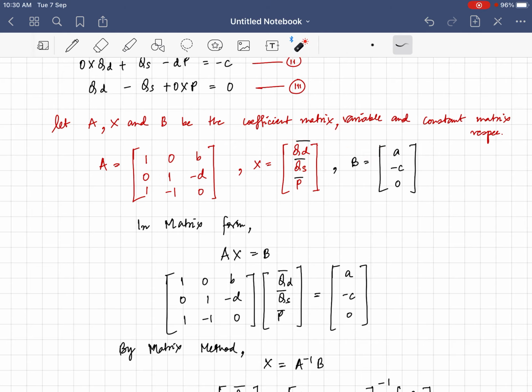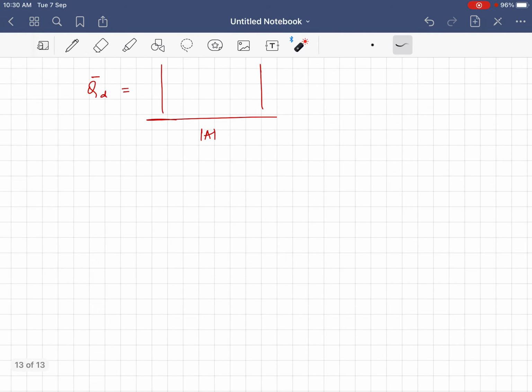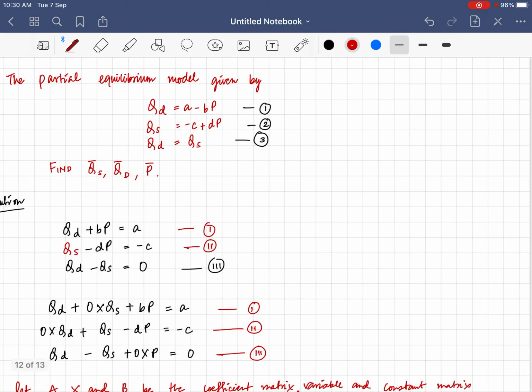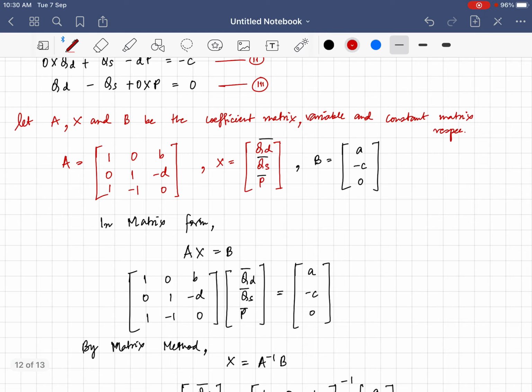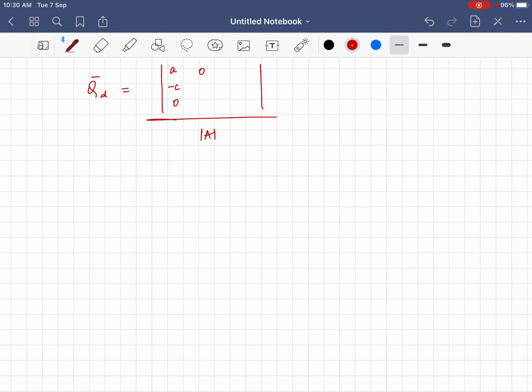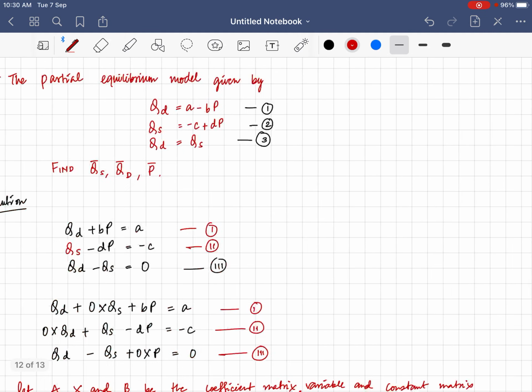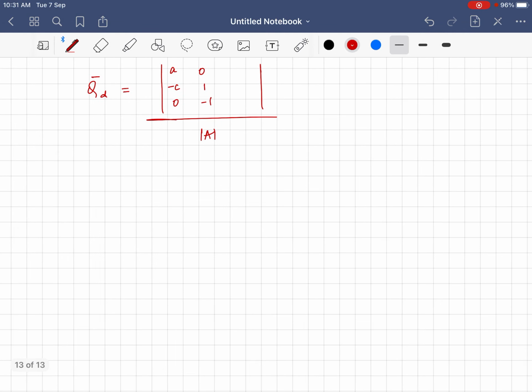A minus C, 0. So the first one will be A minus C, 0, and the next is 0 1 minus 1, and the last one is B minus D, 0. And we have already found the determinant of A, so we're going to write here B plus D, and there is a minus sign in here.